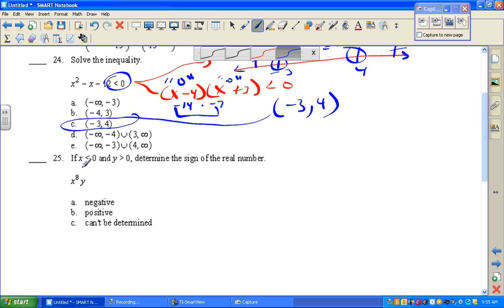Last one. If x is negative and y is positive, what's going to be your result when you multiply those together? Positive. Because a negative to the 8th power is going to be positive. And that number is already positive.